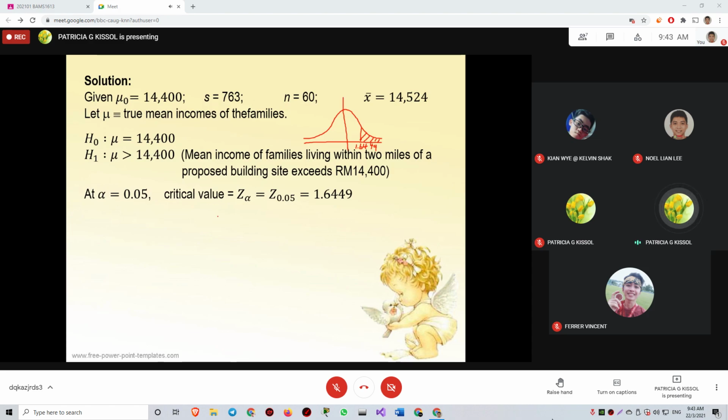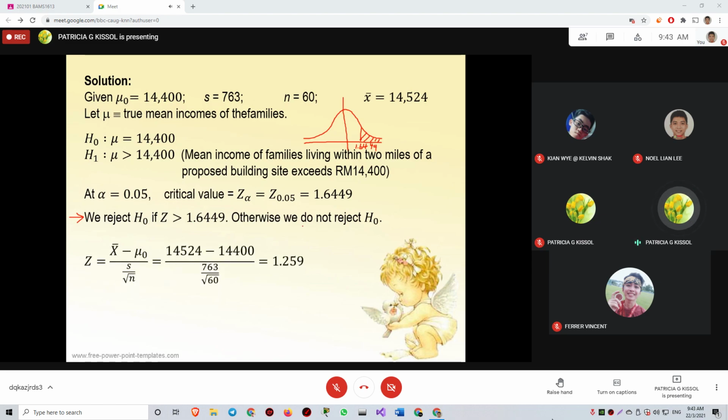So from here, our decision is therefore we will reject the null hypothesis if our Z is greater than 1.6449. Otherwise, we do not reject it. You see, always the decision is similar. Once you determine correctly what tail you're using, one tail or two tail, left or right, then you do the decision. Next thing is to do the test statistics.